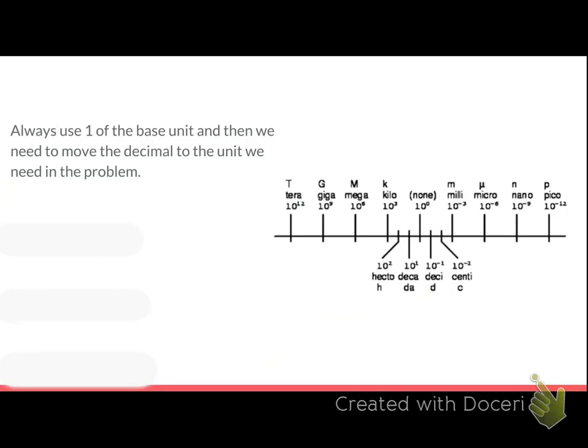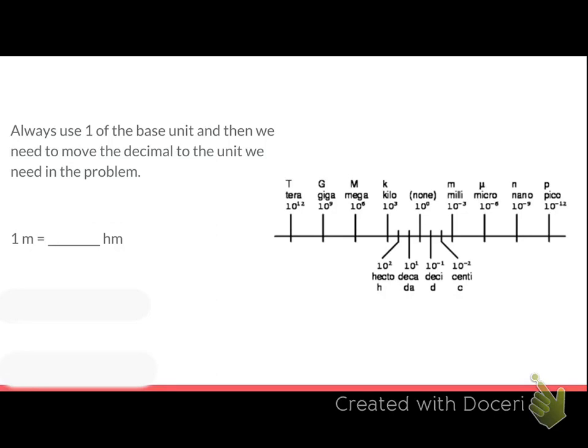Now, when you are creating your own equivalence statements to give yourself some conversion factors, we're always going to use one of whatever our base unit is, and then we'll move our decimal from there. So we're going to be moving our decimal based on where these prefix values are on our number line. But we're always going to start with our base unit. That's the one that we always want to come back to. So the first one we're going to do is 1 meter equals X number of hectometers. So we need a conversion factor that shows our equivalence between meters and hectometers.